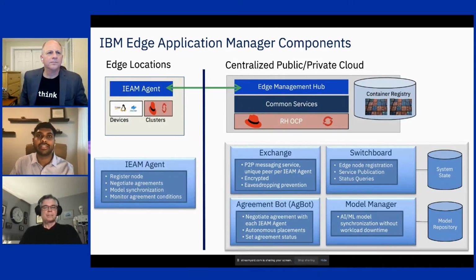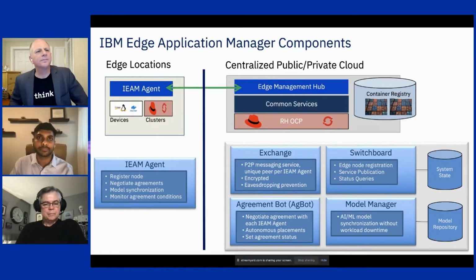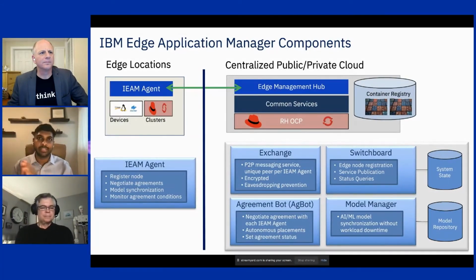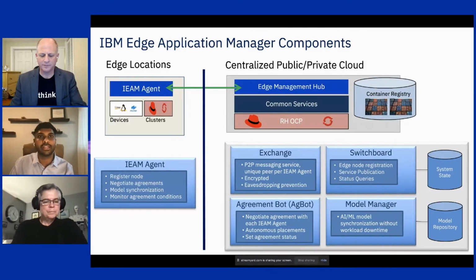And the agreement bot, or the ag bot, runs on the management hub and is used to form agreements between the edge agent and messages in the exchange. So this workload placement occurs on individual edge nodes as a result of this agreement that is negotiated between the edge agent and the ag bot, based on the conditions that are expressed by the administrator and the capabilities and properties of the edge node. And continuous verification of these negotiated agreements in the presence of changing conditions is carried out by the ag bot and node agent. I don't know if you wanted to add anything there, Glen.